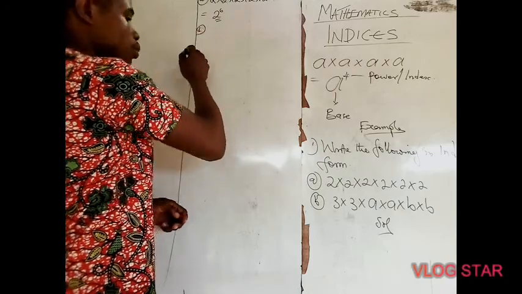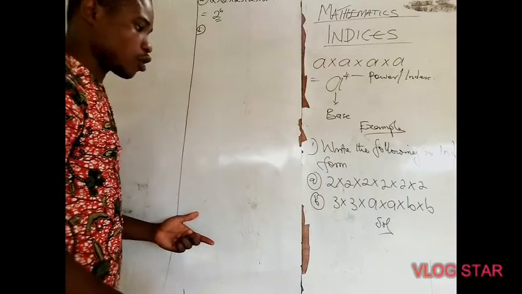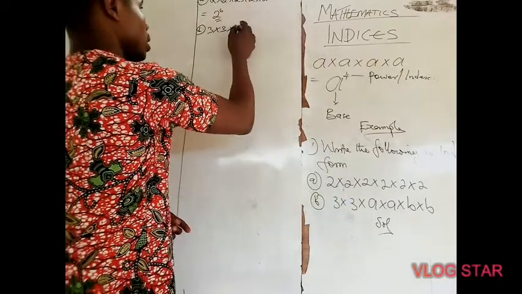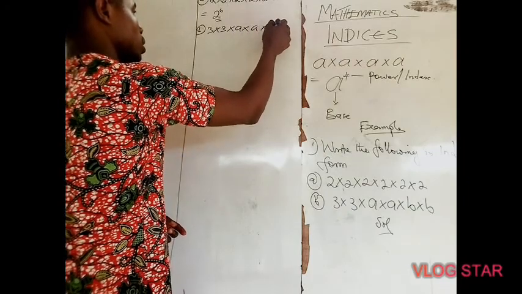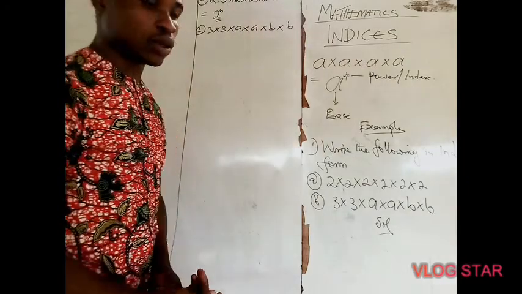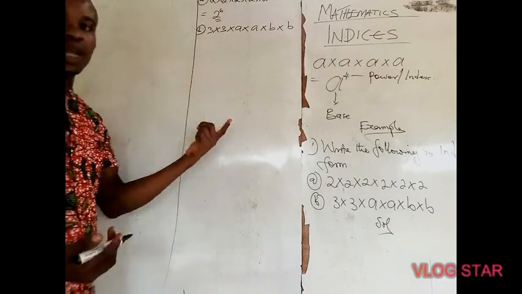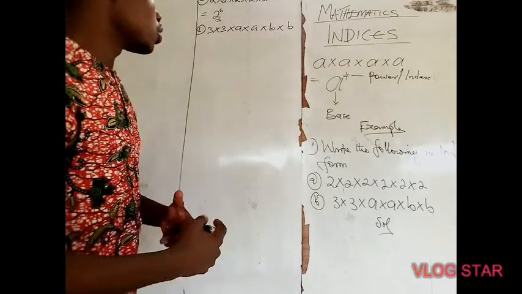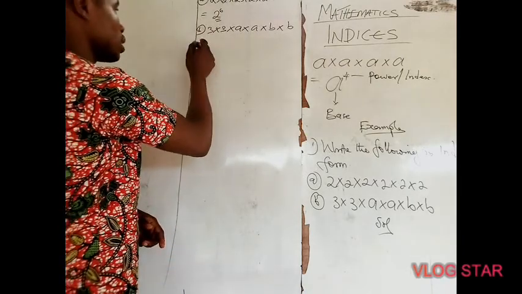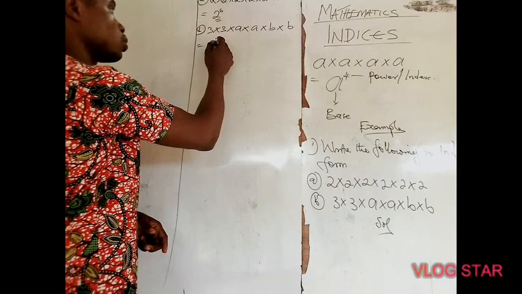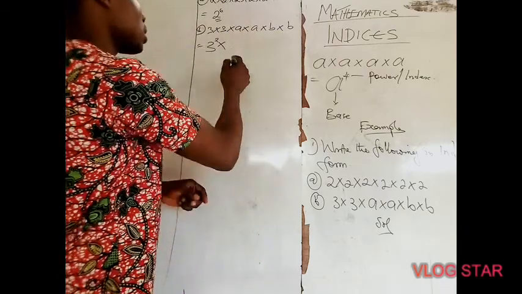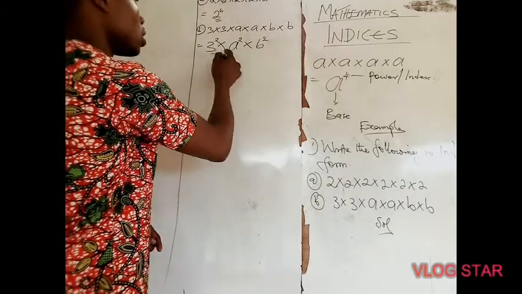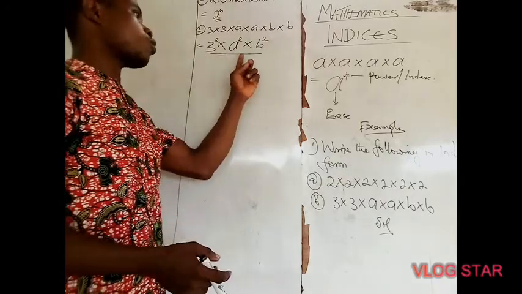Then we go down to example b. Here we have unequal factors. We are given 3 times 3 times a times a times b times b. So how are we going to get this particular result? We ask ourselves, how many times did 3 appear? 3 appeared twice, a appeared twice, and b appeared twice. So definitely here 3 times 3 will be 3 raised to power 2, times a raised to power 2, times b raised to power 2. This serves as the answer because there are no other equal factors here.